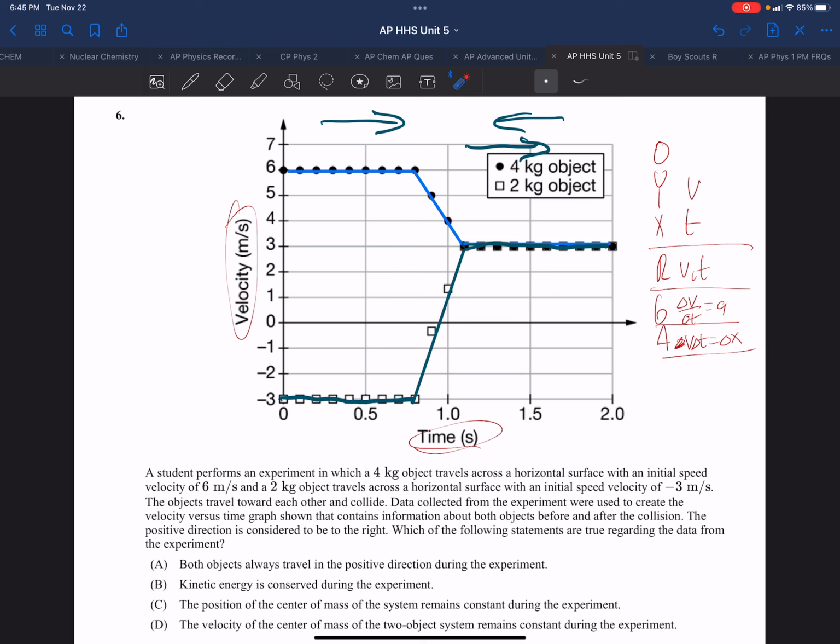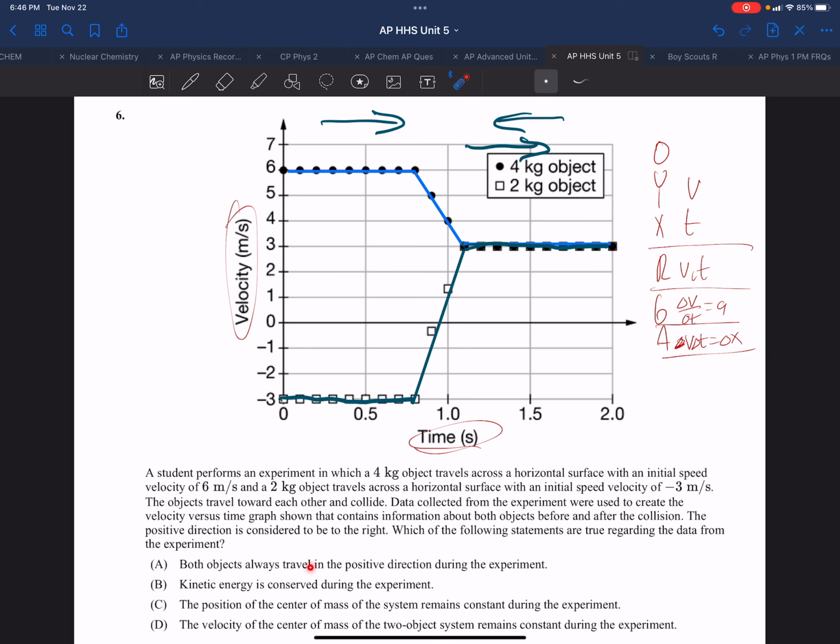So let's see what the scenario tells us. Experiment with a 4 kilogram, initial speed of 6, 2 kilogram, initial speed of -3, toward each other and collide. Creates the velocity time graph. Positive direction is to the right. Which of the following are true regarding the data in the experiment?